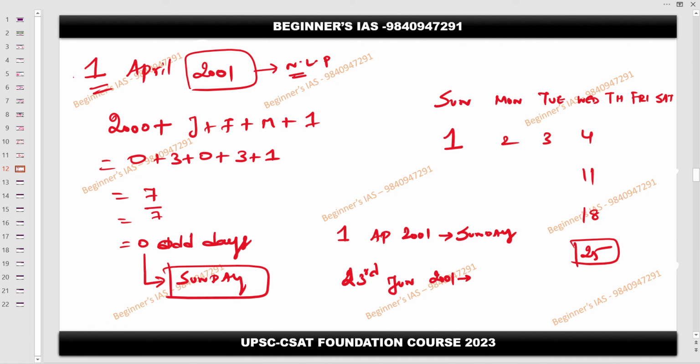People, this is the final question of this day. Try to answer. Thursday, sir. Thursday. Yes, sir. 23rd June 2001, Thursday. I was making a little mistake. That is why I was getting 2, but it should be 4. The remainder is 4. So 4 is for Thursday. Everybody getting? I said Thursday. What's your answer? I am getting Saturday, sir. Monday, sir.